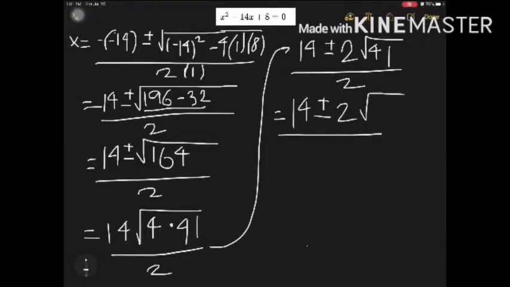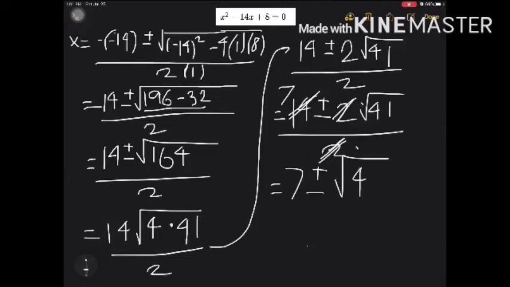We are going to simplify by canceling out. So 2 cancelled, 2 cancelled, negative 2 divided by 2 will be cancelled. So then 2 divided by negative 14 is equal to 7. So what we have left now is 7 plus minus square root of 41, and that's going to be our final answer.